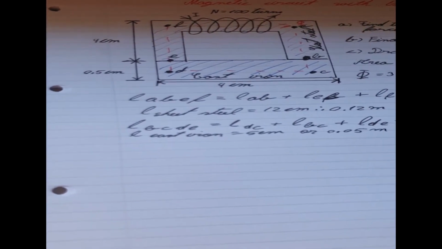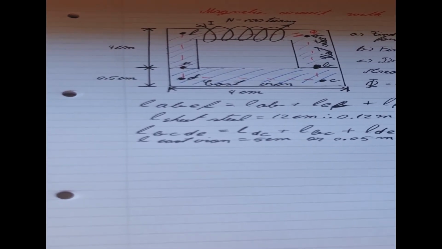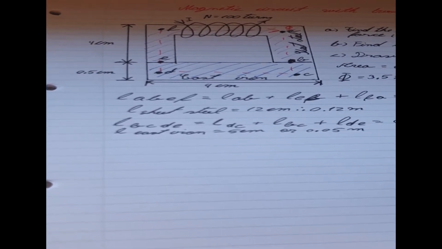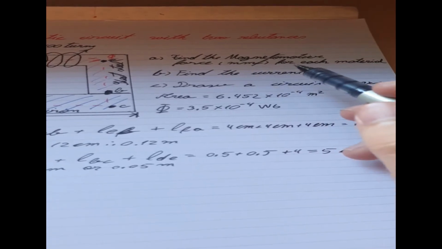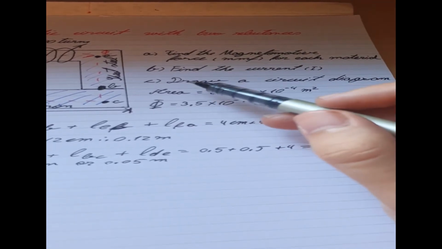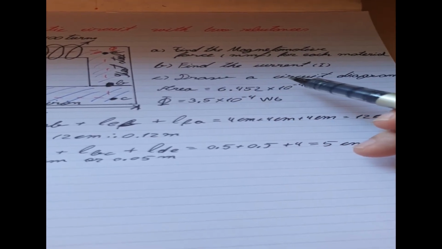So there we go. We find out the lengths inside the magnetic circuit. And that's a very first and important step to do. Before doing any calculations, it's important to know the length of it. Alright, now let's read what it's asking us. Find the magnetomotive force MMF for each material. That's the first one. Then find the current I, and then draw a circuit diagram.